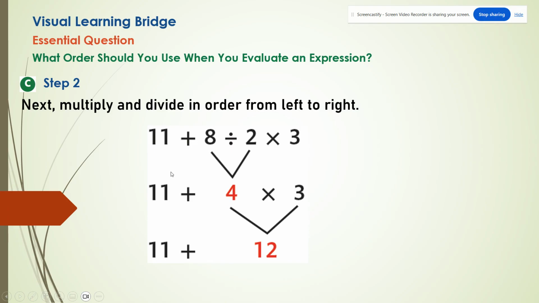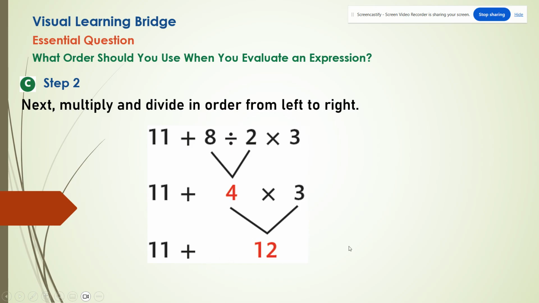So we're going to write 11 plus, and then we're going to solve what 8 divided by 2 is, which is 4, and then we multiply by 3. So now that we've got 11 plus 4 times 3, our next step is going to be to multiply, because you do all multiplication and division, whichever comes first, before any addition or subtraction. So 4 times 3 gives us 12. So now we have 11 plus 12.